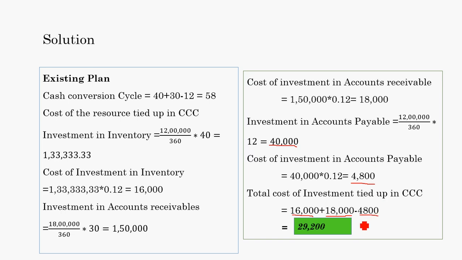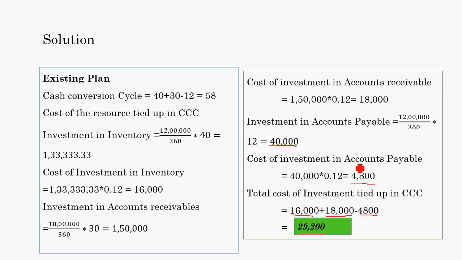Okay, why we are subtracting the cost is because the accounts payable generally means that you are delaying your payment to your supplier. By delaying that, you are keeping the cash with you, and keeping the cash with you means that instead of borrowing that amount from outside, you can use that amount. Hence we are subtracting that cost from the other two costs. So the total cost is 29,200.